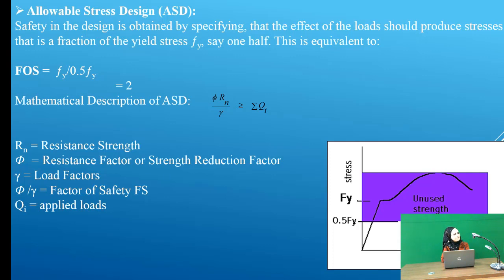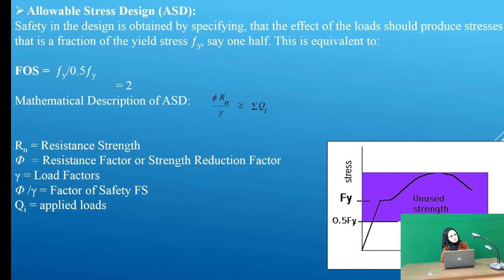The mathematical description of this method can be as follows: phi Rn over gamma larger than or equal to summation Qi. Rn represents the resistance strength. Phi represents the resistance factor or strength reduction factor. Gamma is the load factor. Phi over gamma is the factor of safety. Qi is the applied load.